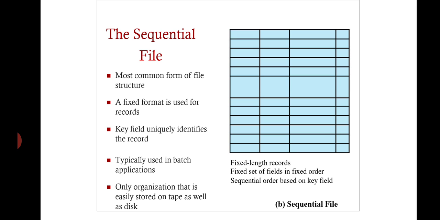Sequential means we have a fixed length. Each field has a fixed length. We can store the files inside the system according to the length. For example, if we give name equal to 30, it will take only 30 characters for that name. It does not take more than that. So that is the sequential file.